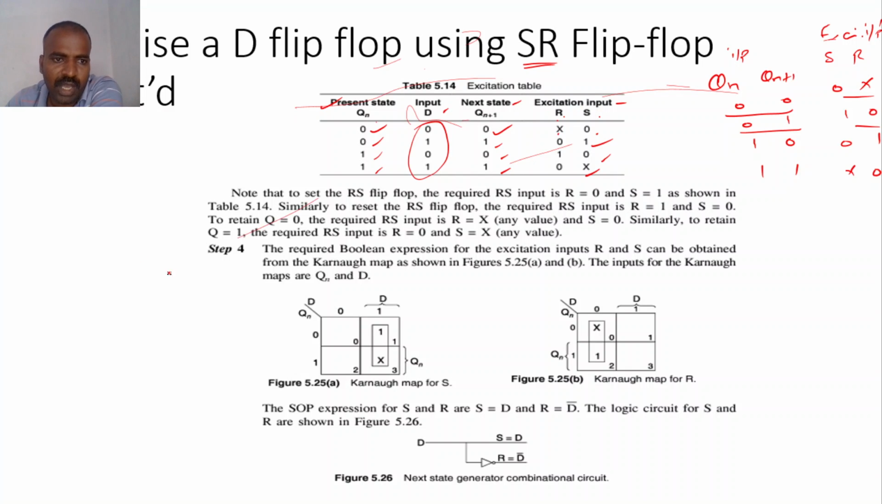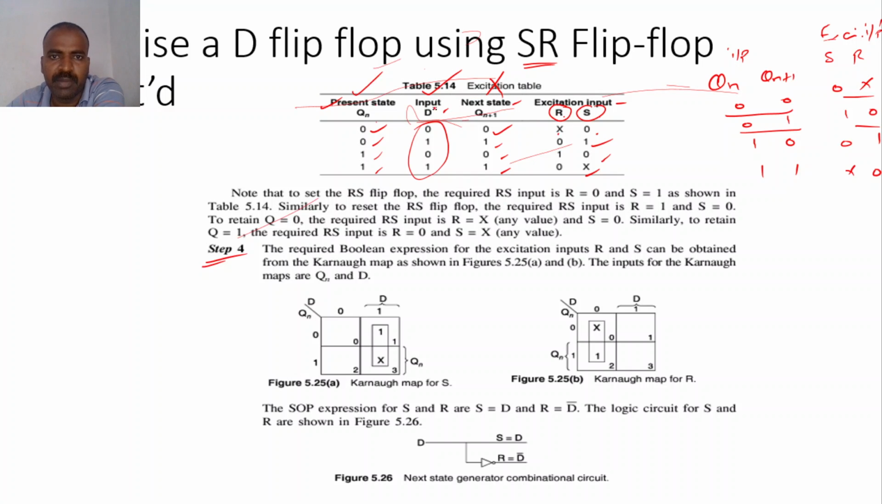Okay, fine. So now step number 4, we are going to find the expression for the excitation inputs. That is, we are going to find the expression for R as well as the expression for S using K-map simplification. So while finding the expression, we are supposed to consider only the present state as well as the inputs. Present state and input alone. So do not consider the next state.